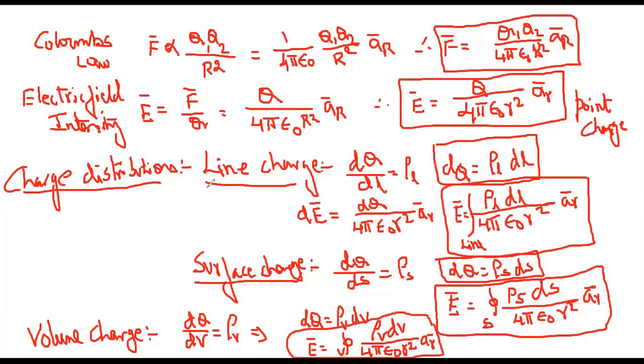Okay, my dear friends. So from Coulomb's law, the force is directly proportional to the product of two charge carriers Q1 and Q2, and inversely proportional to the square of the distance between them.